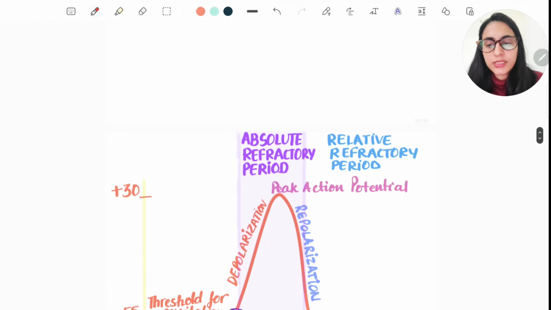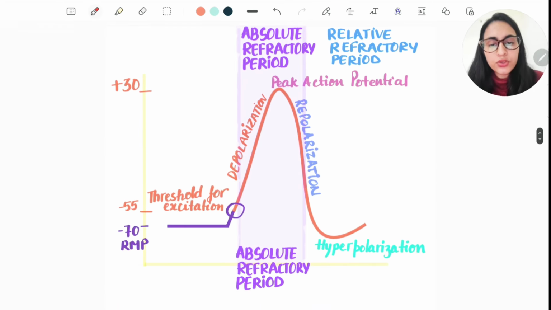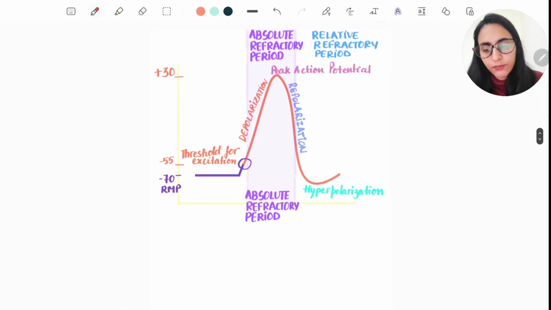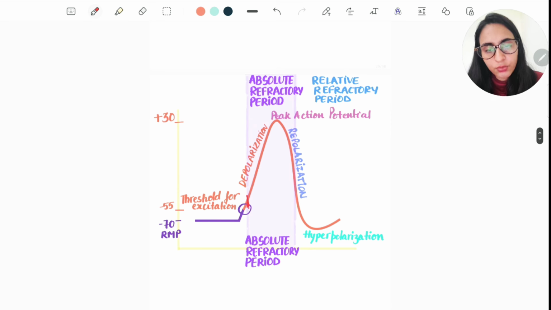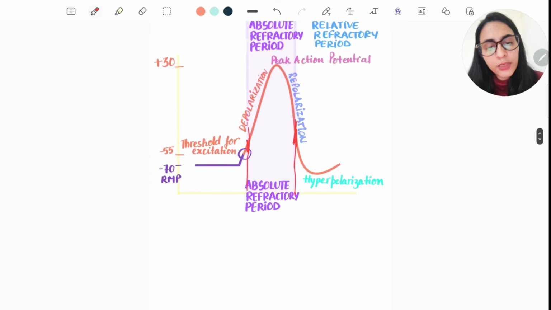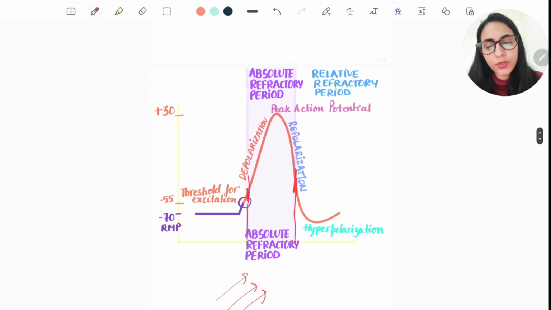Now we have some more terms like absolute refractory period. So this is the absolute refractory period in which no further action potentials stimulate the nerve during this period. So from the start of the threshold till 1/3 of the repolarization is the absolute refractory period. Even if you give more stimulus, nothing is going to happen because the action potential will be the same. So this is before the threshold. If you give more excitation, there will be generation of the action potential.